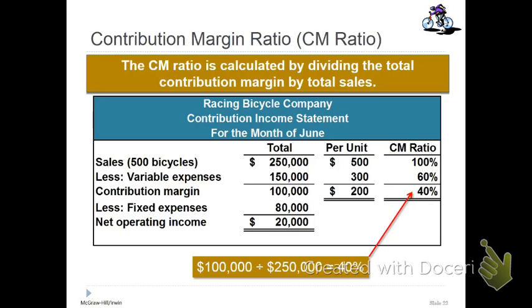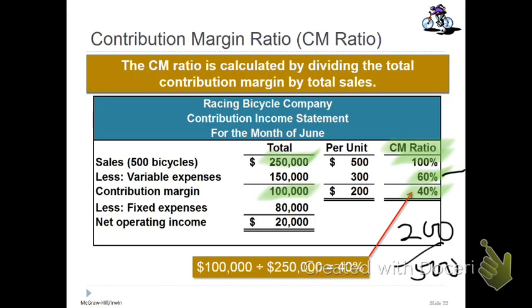The other way to think about things is not only in terms of per unit, but to think in terms of a contribution margin ratio. What we have here is sales price is 100%. The variable expenses are 60%. Contribution margin is 40%. How did they get that contribution margin? They took 100 grand and divided by 250. Note they could have also taken the $200 and divided it by the $500, and it would have gotten you to that 40% as well.